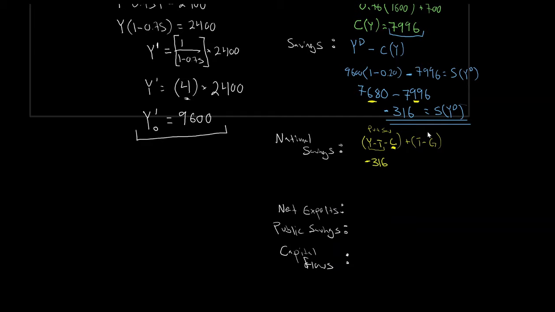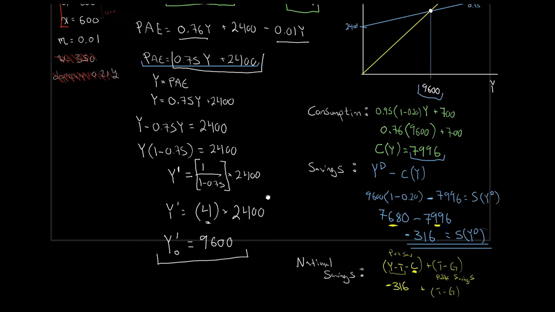Well, we have to figure out this other half of it, which is our public savings. Public savings. So, okay, we can do that. That's just going to be T minus G. So, okay, T minus G. Let's just plug and play and go along with that.